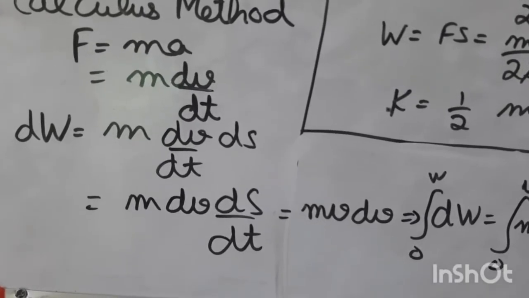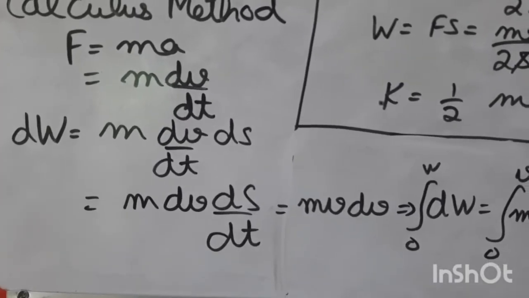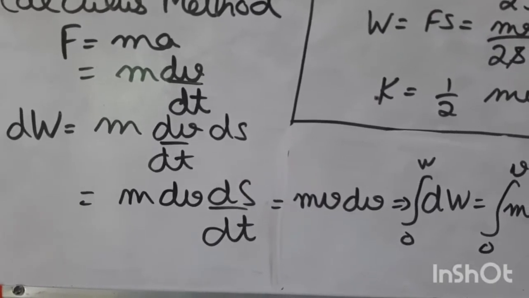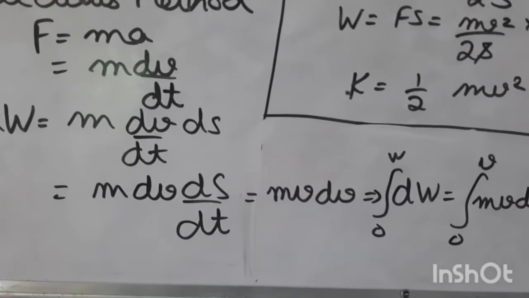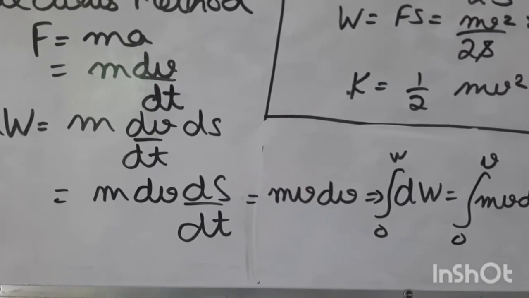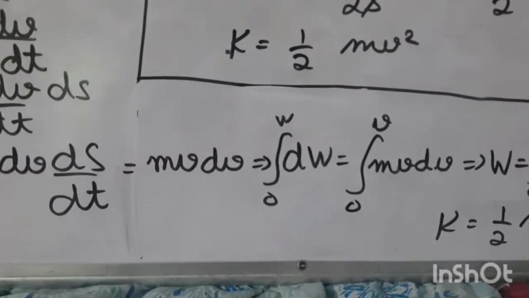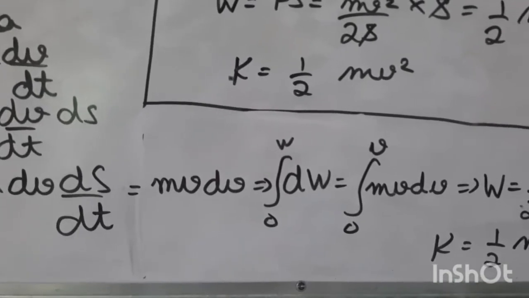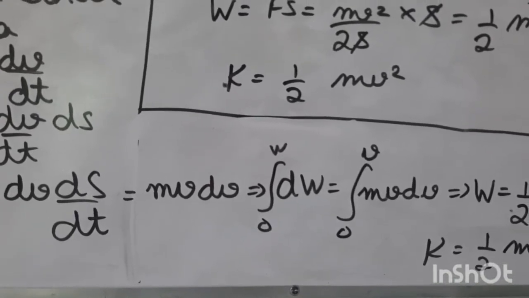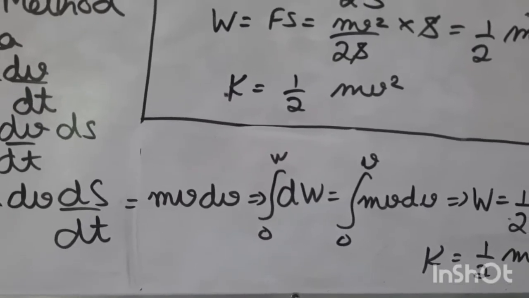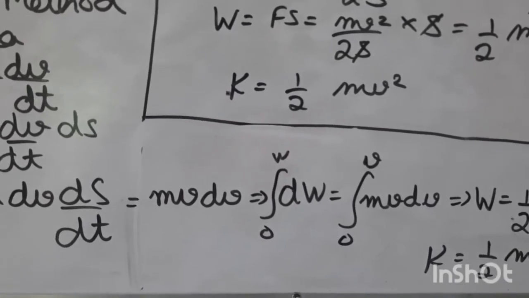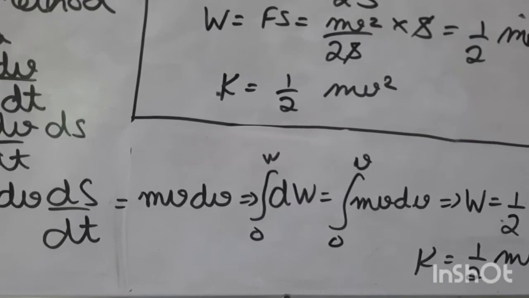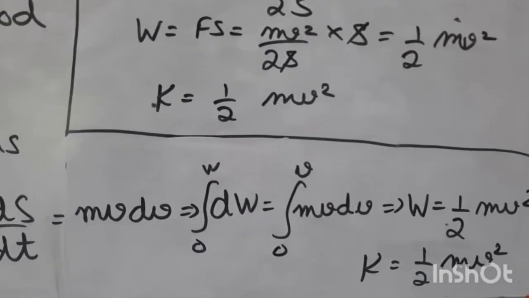Now we will rearrange this. We will have m dv ds upon dt, and ds upon dt means change in displacement upon time, that is equal to velocity v. So we have mv dv. Now we will integrate both sides. Initially the work done is 0 and the total work done is w. So the limit for dw is 0 to w, and initially the velocity is 0 and final velocity is v. So the limits for the velocity is 0 to v. So we have integral 0 to w dw is equal to integral 0 to v mv dv.